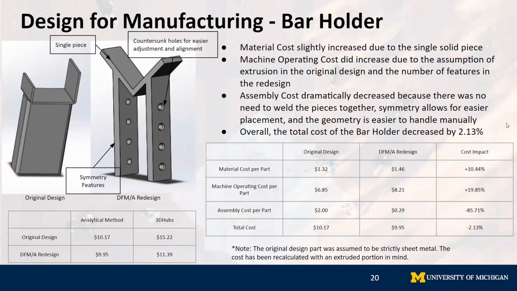Comparing the redesigned bar holder to the original, the material costs increased slightly due to a different aluminum alloy used. It increased by only about 10% per part. The operating costs also increased due to the number of features in the machining steps and increased by about 20% per part. And again, the big cost savings came from the assembly costs, which decreased by about 86% because there was no need for welding. There was a symmetric design to aid in the placement, and the geometry is much easier to handle. Overall, the total cost using the analytical method decreased by about 2%. And then looking at the 3D Hubs cost estimation, the cost decreased by about 25%.